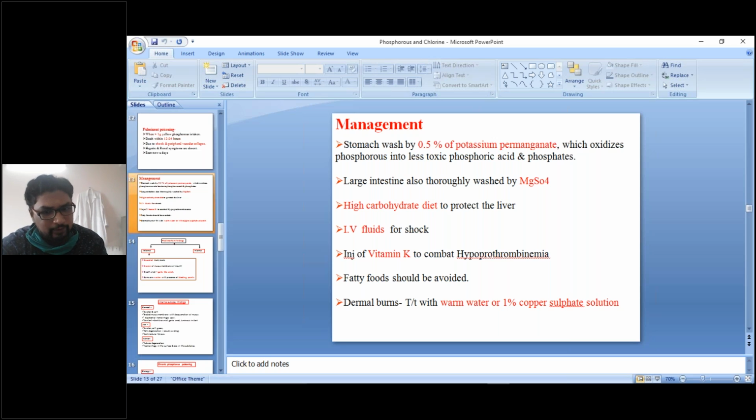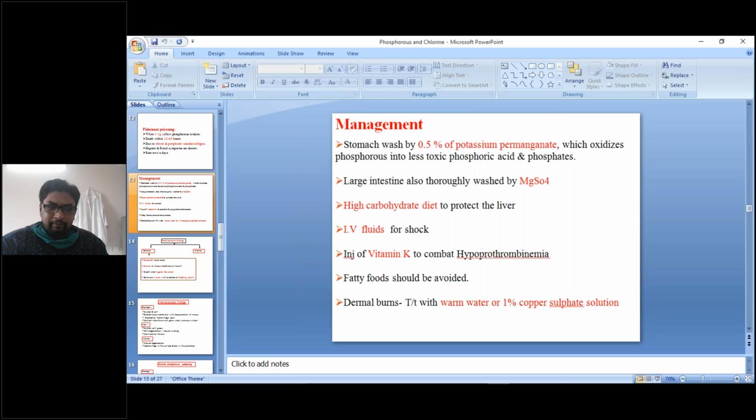And then fatty foods should be avoided, because we know that oily media will increase the absorption of phosphorus from the stomach. So we will tell the patient to avoid non-vegetarian food. And then dermal burns: phosphorus is an irritant on the skin and mucosa, and the irritation is like a burn. So we treat it as a burn case, with warm water or 1% copper sulfate solution applied over the irritant area.